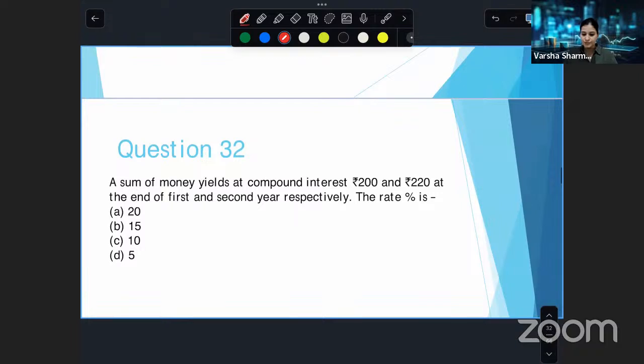32. A sum of money yields at compound interest rupees 200 and rupees 220 at the end of first year and second year respectively. The rate, how should we do it? The difference is how much? 20. And this difference is because the interest is calculated on 200 also. 20 by 200 into 100, 10%. Any doubt?